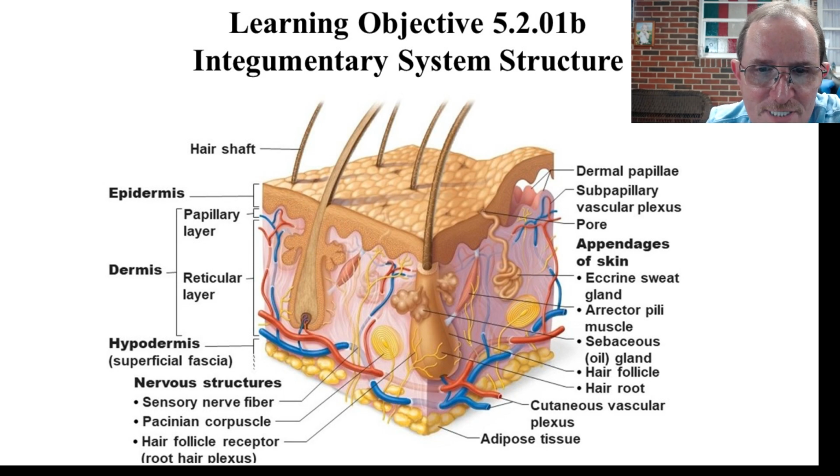Okay, there's our Pacinian corpuscle. It's deep in the dermis, so in order to activate that, you've got to press hard. Unlike the Merkel's discs, which are up here at the junction between the dermis and the epidermis.